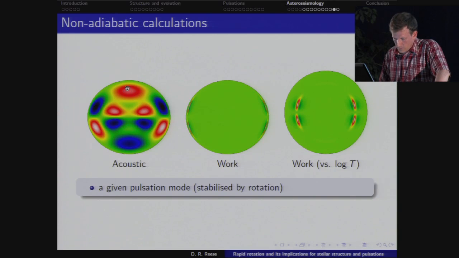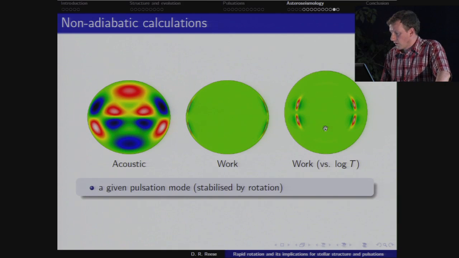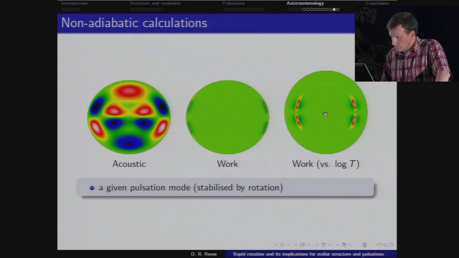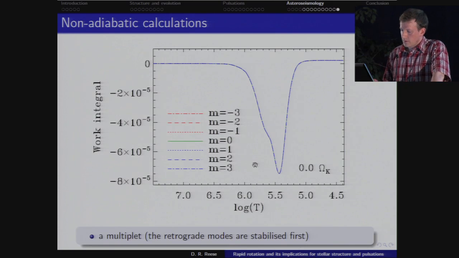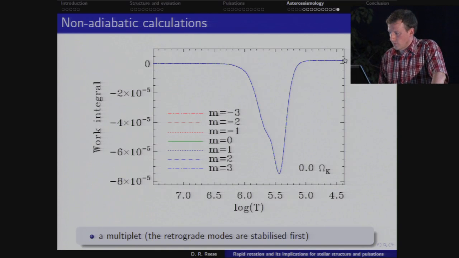So this shows an acoustic mode, the pressure fluctuations. This shows the regions of excitation and damping, but of course it's a bit hard to see because it's very close to the surface. So the radial coordinate here has been replaced by the log of the temperature. And so then you can see how modes are affected by rotation. So this would be a low frequency acoustic mode, multiplets in fact, and the work integral. So these modes are excited.